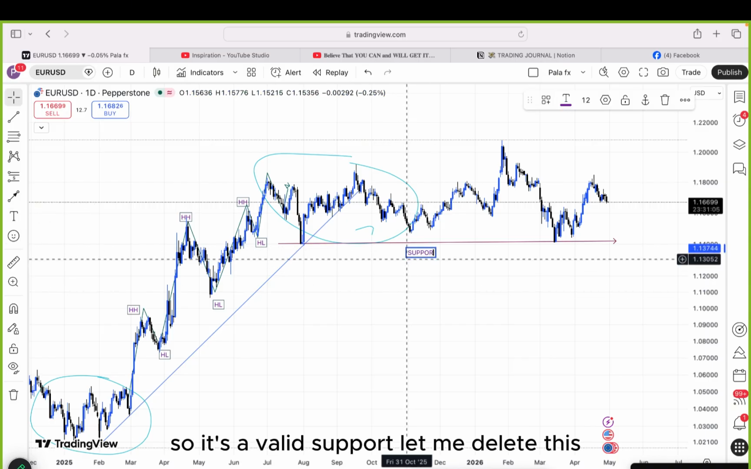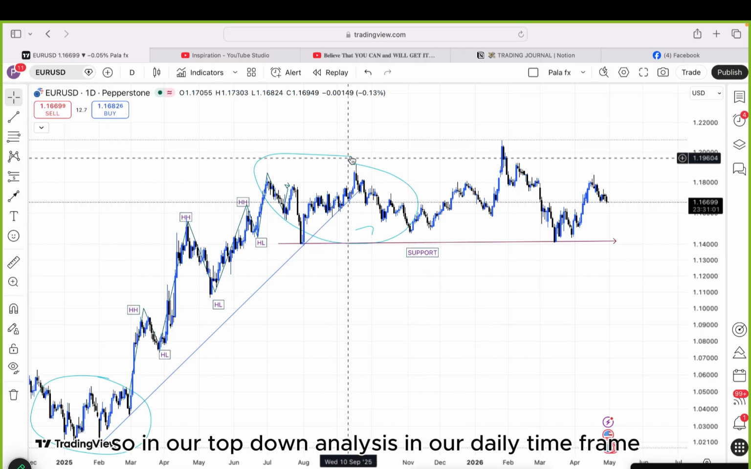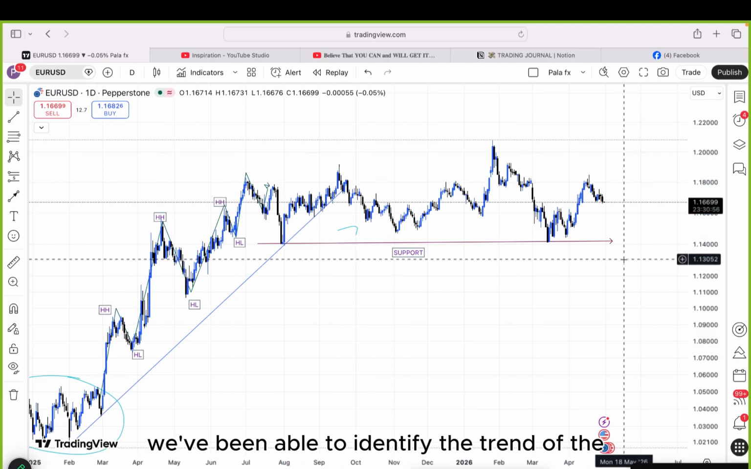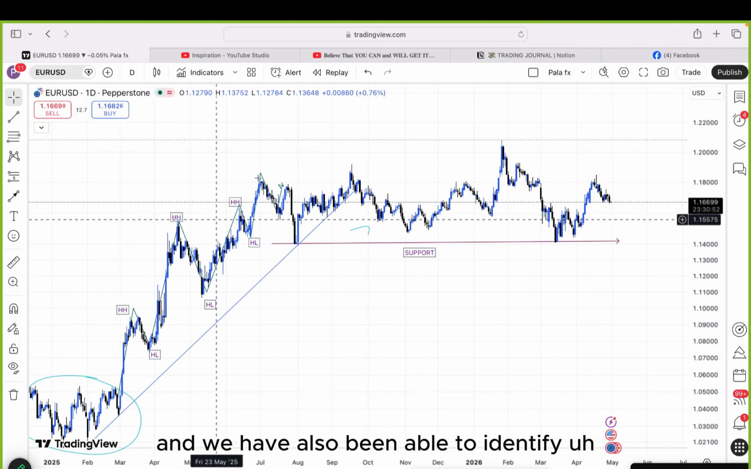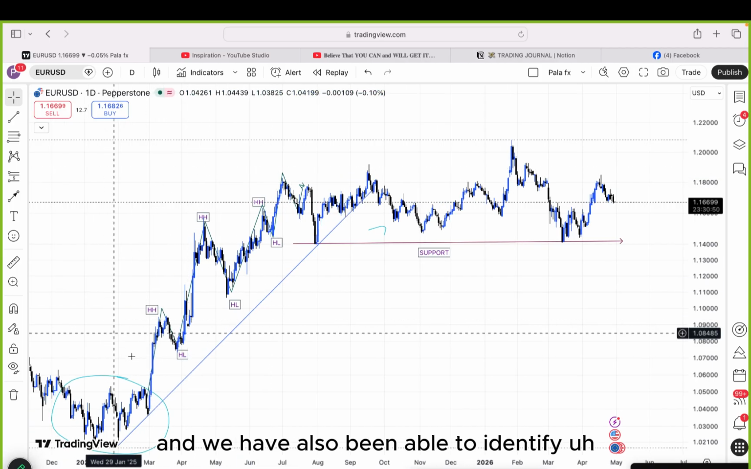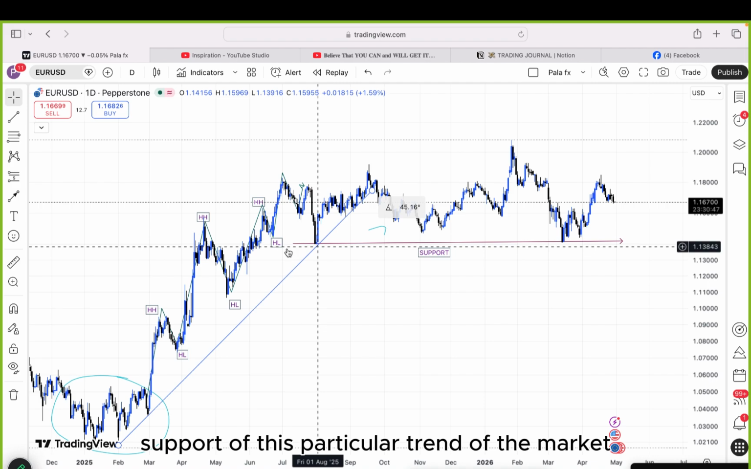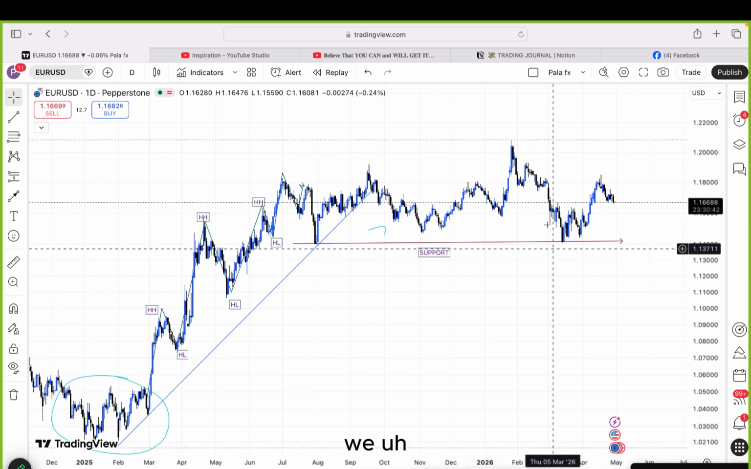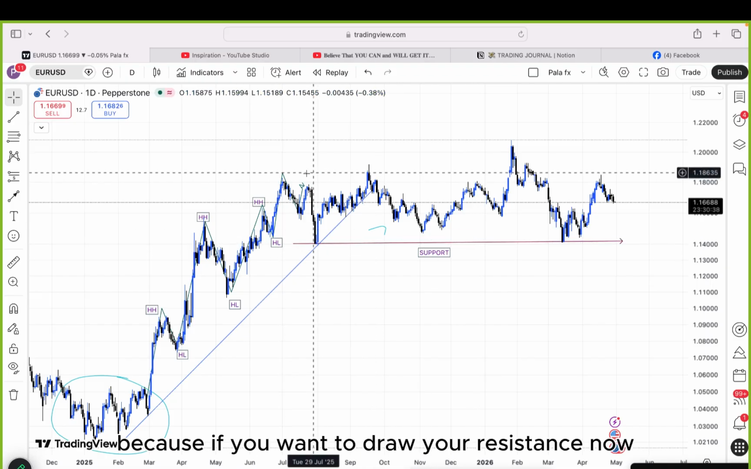Let me delete this circle. So in our top-down analysis, in our daily time frame, we've been able to identify the overall trend of the market, which is an uptrend, and we have also been able to identify the general support of this particular trend of the market.